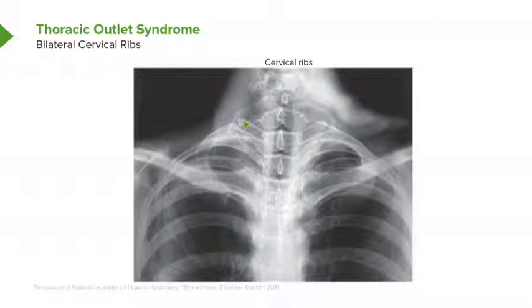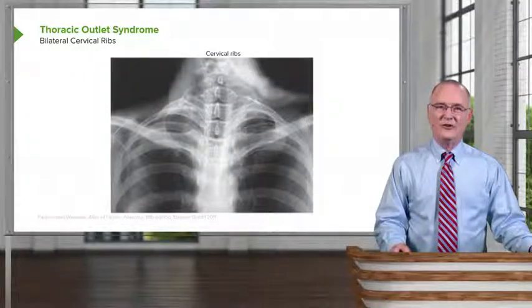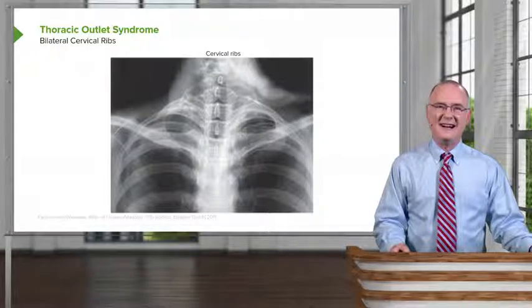This X-ray is the same image that was in the introduction slide. The purpose of this radiograph is to demonstrate the bilateral cervical ribs. And again, this is one of the potential structural causes of thoracic outlet syndrome.